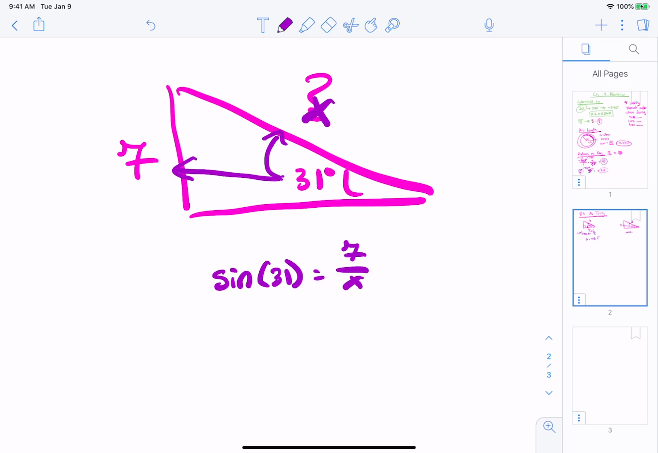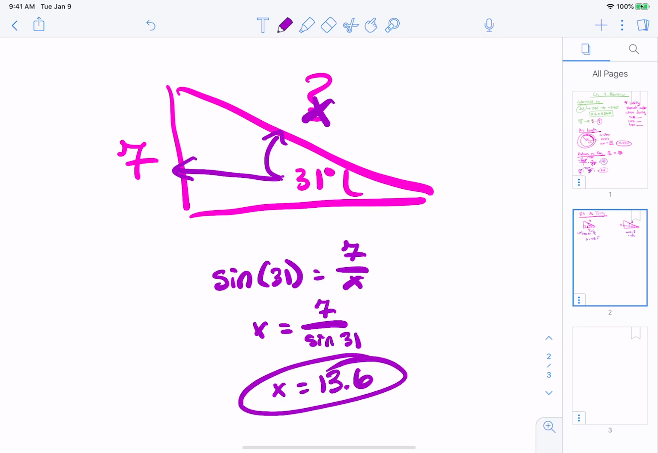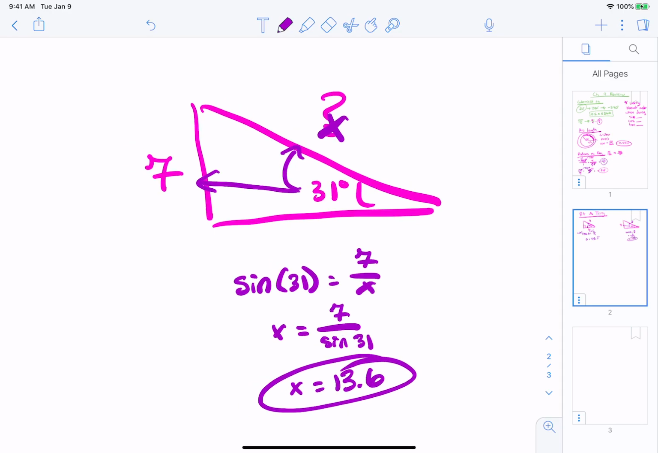Okay, now how do I solve for x? We're gonna switch them. Okay, x equals 7 divided by sine 31. And I have 13.6. Yeah? Something like that? Okay.